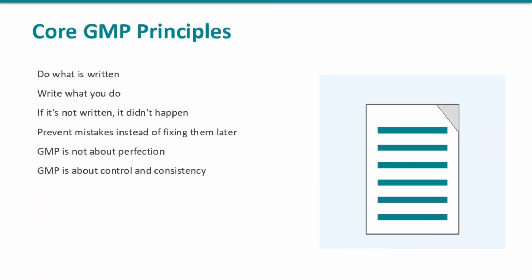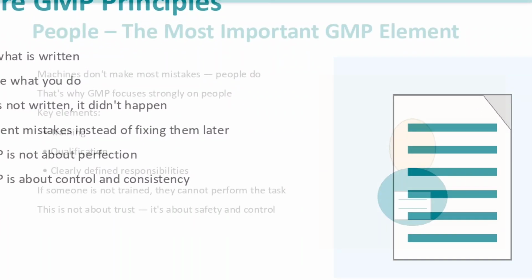GMP is based on a few simple but very powerful principles. Once you understand these principles, GMP starts to make sense. One of the most important ideas is that you should do what is written and write what you do. If something is not written down, in GMP it is considered that it did not happen. Another key principle is prevention. GMP focuses on preventing mistakes instead of fixing problems later. GMP is not about perfection. It is about control, consistency, and traceability.